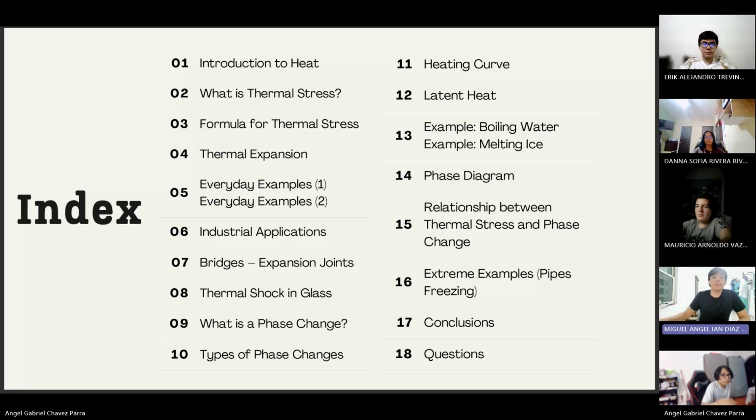Our index would be: the introduction to heat, what is thermal stress, formula for thermal stress, thermal expansion, everyday examples 1 and everyday examples 2, industrial applications, bridges, expansion joints, thermal shock in glass, what is a phase change, types of phase changes, heating curve, latent heat, example: boiling water, another example: melting ice, phase diagram, relationship between thermal stress and phase change, extreme examples: pipe freezing, conclusions, and questions.